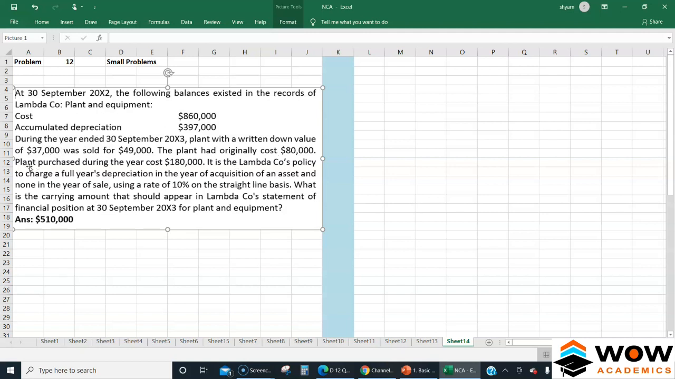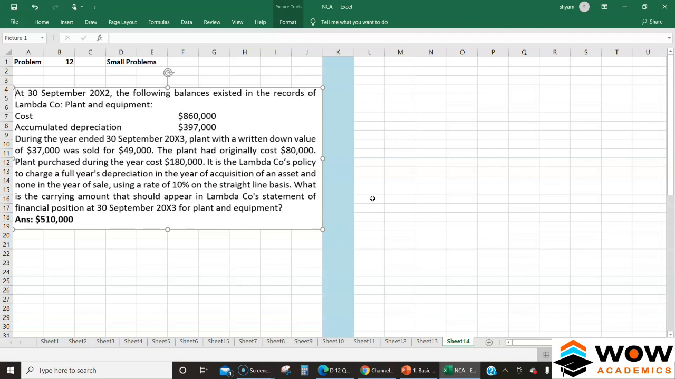The plant purchased during the year was 1,80,000. So they have purchased another plant. It is Lambda's policy to charge a full year's depreciation in the year of acquisition of an asset and none in the year of sale, using a rate of 10% straight line basis. What is the carrying value that should appear in Lambda's statement of financial position for the plant and equipment?